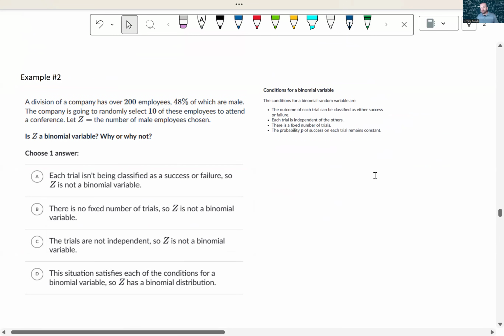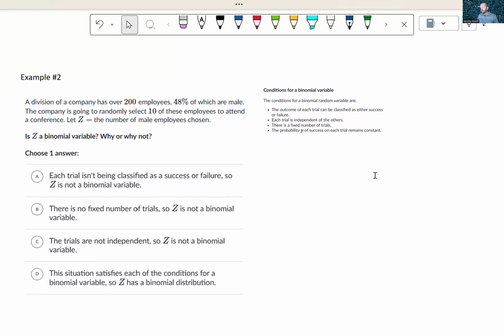This company has over 200 employees, 48% of which are male, and the company is going to randomly select 10 of these employees to attend a conference. We're going to let Z be the number of male employees chosen. And it's asking, is Z a binomial variable? Why or why not?